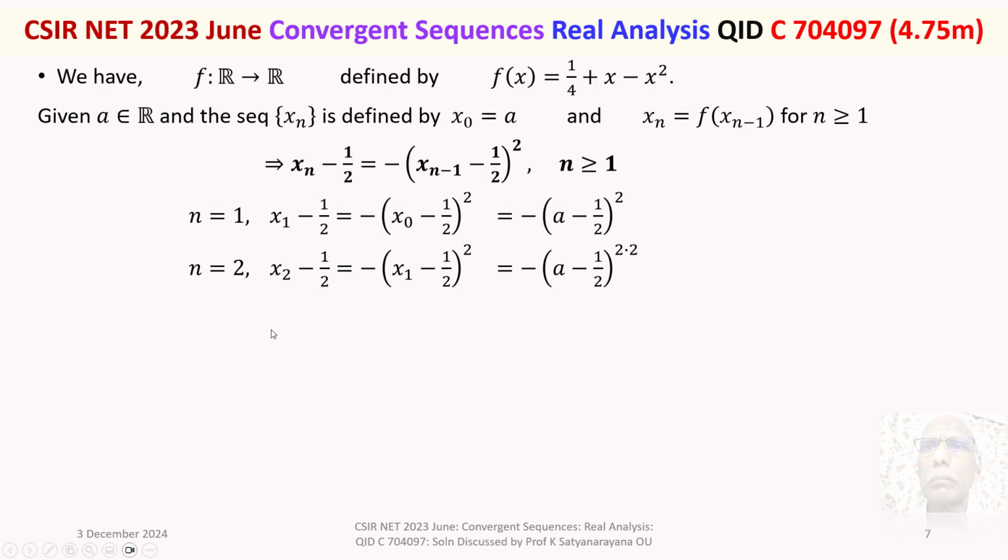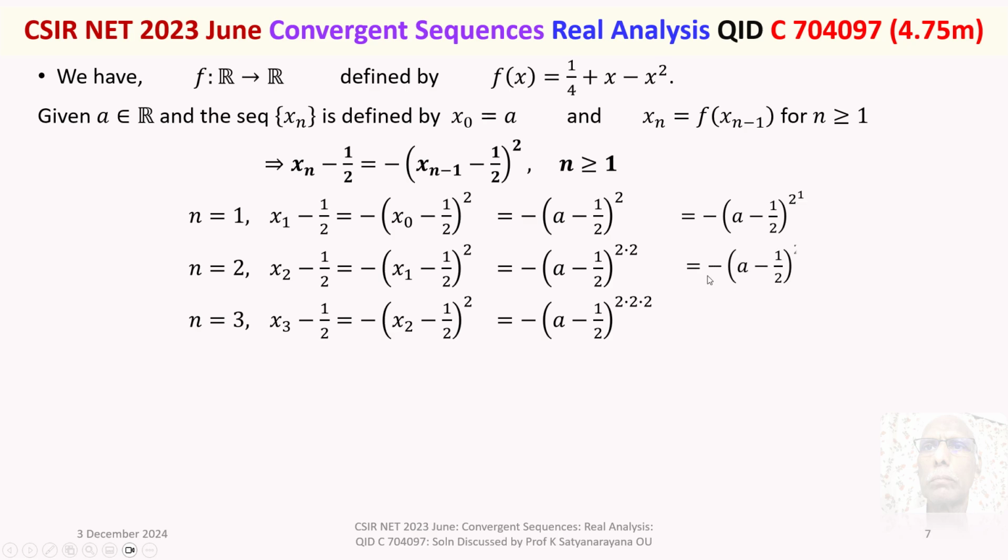So that is n is equal to 3. Then x3 minus 1 by 2 is equal to minus x2 minus 1 by 2 whole square. In the above, we have seen x2 minus half is equal to minus a minus 1 by 2 power 2 into 2. Now it's again squared. Then it will be minus a minus 1 by 2 to the power of 2 into 2 into 2. Now look at the pattern. The first one is minus a minus 1 by 2 to the power of 2 power 1.